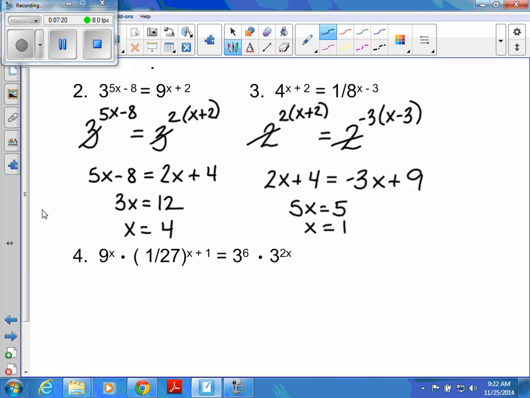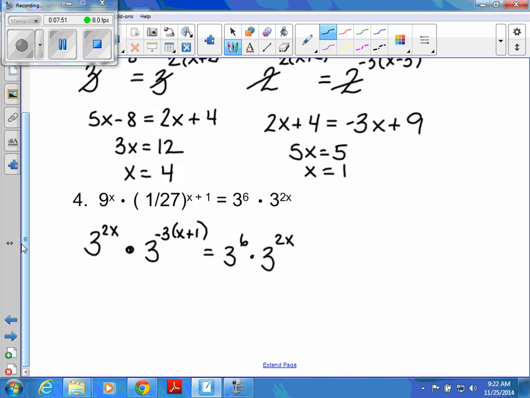Okay, next problem, number 4. You look at it, and you're trying to figure out what your base number is going to be. And you scan it, and you decide that your base number is going to be 3. So you're going to change the 9 to 3 to the 2x times. You should know how to change 1 over 27 to a base 3. It's 3 to the negative 3 with the x plus 1 on the outside. And this whole side is already done for you. Just copy it down. It's already in base 3.